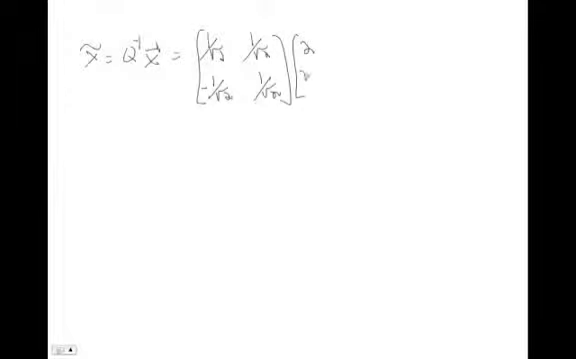So now I need to find what x tilde is. So x tilde, which equals Q inverse times x, is going to equal 1 over square root of 2, minus 1 over square root of 2, 1 over square root of 2, 1 over square root of 2, times my x vector, which we found was the vector 2, 2. And so when I work that out, I get 2 over square root of 2 plus 2 over square root of 2, so that's going to equal 4 over square root of 2. And then I'm going to get minus 2 over square root of 2 plus 2 over square root of 2, so that's just going to equal 0.